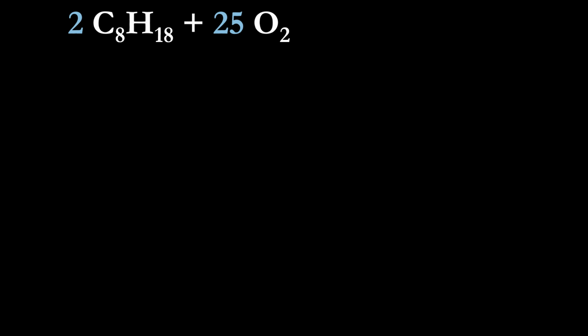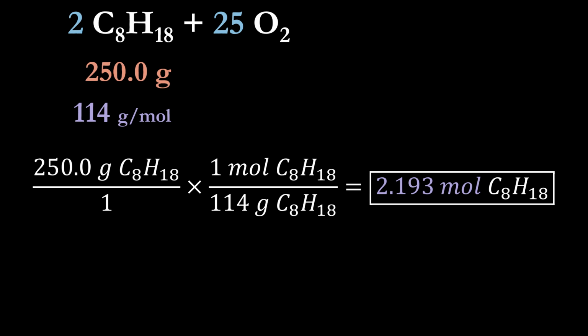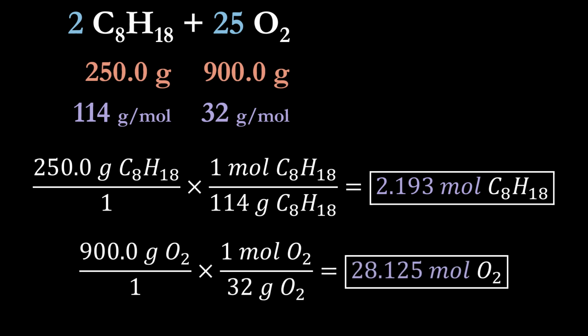Calculating the number of moles of each reactant at the beginning of the reaction is pretty easy. We just take the number of grams of octane and the molar mass of octane, and we'll basically just be dividing them like so. So 250 divided by 114 will give you the number of moles of octane. We do the same thing for oxygen. If we start with 900 grams of oxygen, and its molar mass is 32 grams per mole, we'll just divide those two numbers to find the number of moles of oxygen.